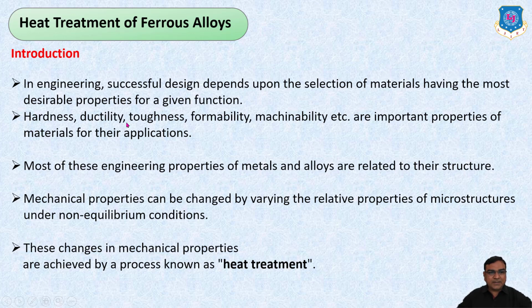Hardness, ductility, toughness, formability, machinability, etc. are important properties of materials for their applications. Most of these engineering properties of metals and alloys are related to their structure. Mechanical properties can be changed by varying the relative proportions of microstructures under non-equilibrium conditions. These changes in mechanical properties are achieved by a process that is known as the heat treatment process.